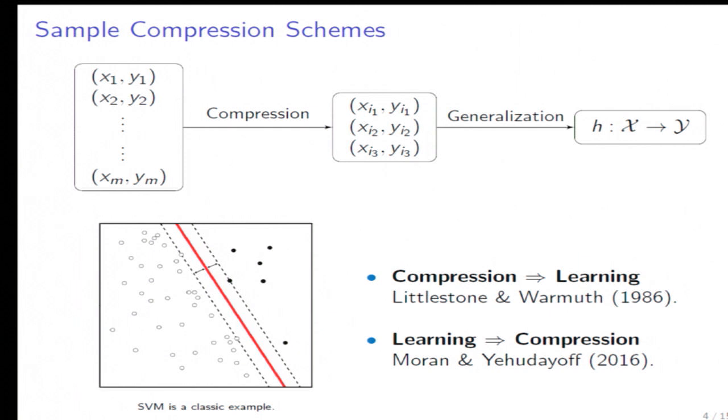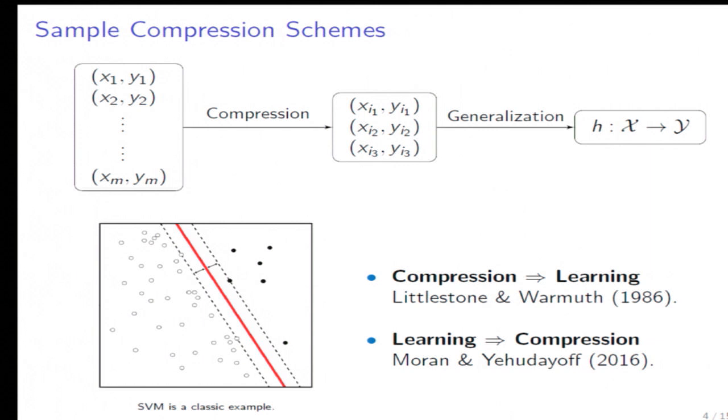In the first stage, it receives some sample with m data points, and it chooses some subsample from that sample, let's say of only 3 points. In the second stage, it chooses some generalization, some function based only on that subsample, and that function needs to be consistent with the whole original sample. It turns out that if you have a class that has a constant size compression scheme, then that class is learnable. That was proved in '86 by Littlestone and Warmuth.